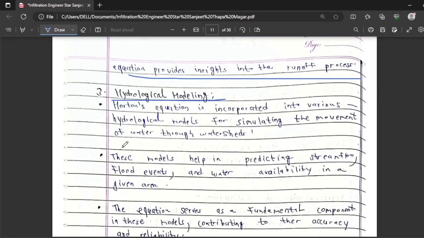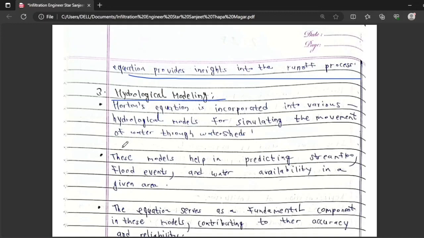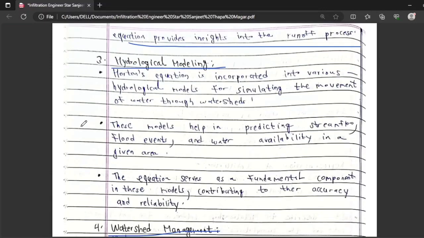And three is hydrological modeling. To model different hydrological processes, this equation is used. Horton's equation is incorporated in various hydrological models for simulating the movement of water through a watershed. This is the watershed or catchment.